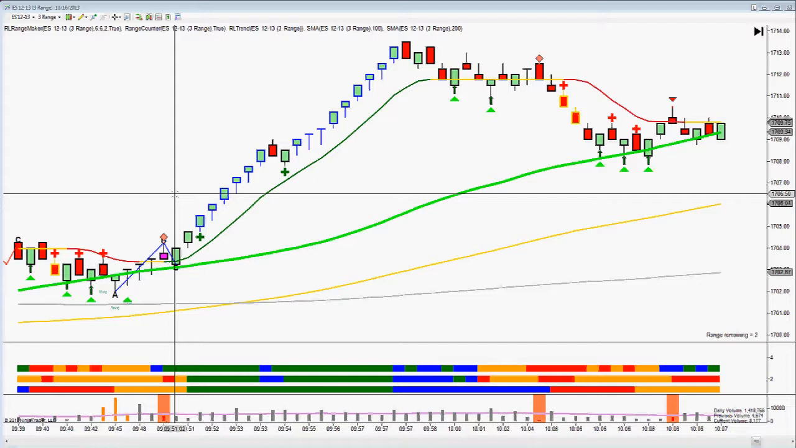This is not an instrument that we traded in the room, but I wanted to give a brief overview of the software performance and how somebody would have done who might have traded that instrument today.